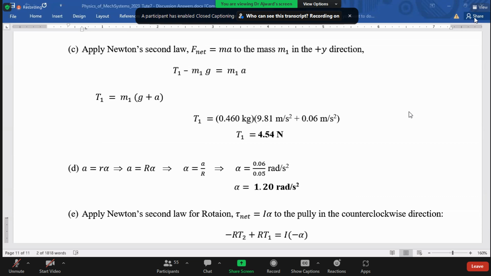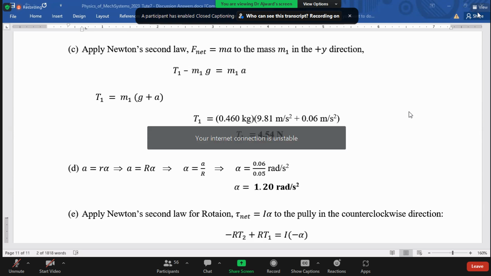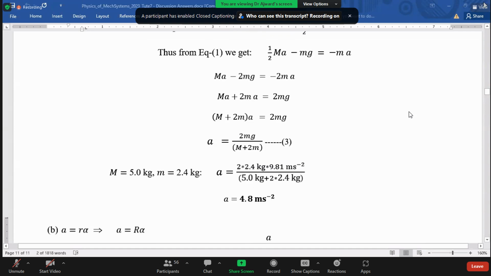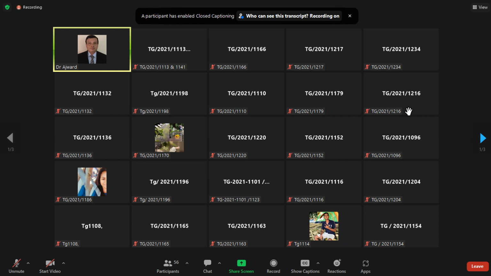Also, the quiz, I think we can't have tomorrow because of... I'm not sure what is the situation next week, but so any questions? No questions? I think these things are not very difficult. All right. Let me share the Tute 8.